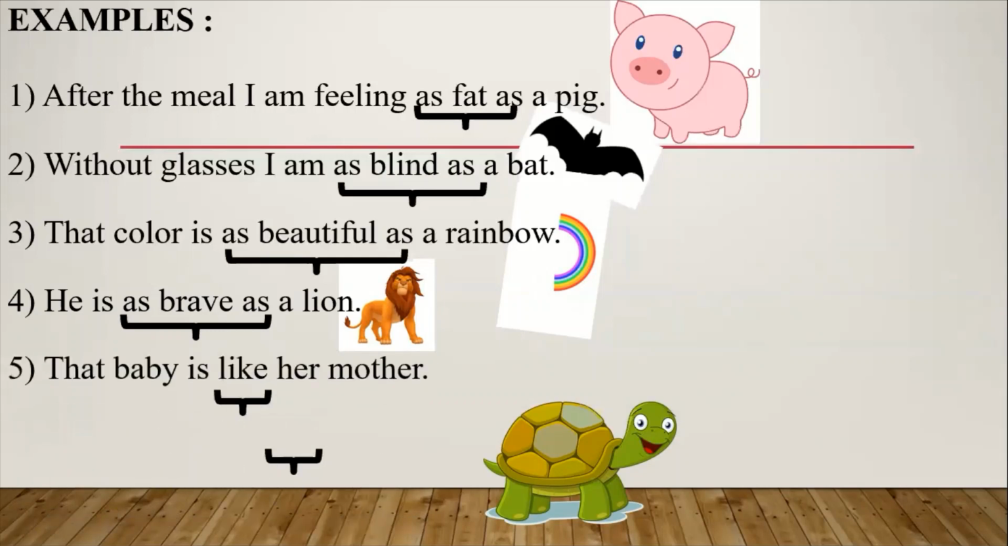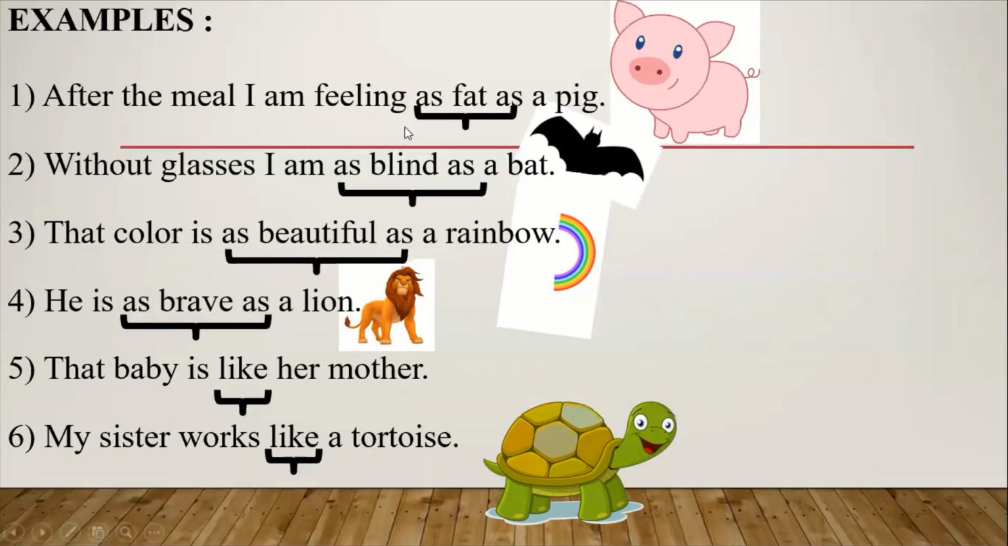Okay, next one. That baby is like her mother. So again, it's comparison. Baby, you're comparing to her mother. Okay, like her mother. My sister works like a tortoise. You know how tortoise walks very slow, right? So you can say my sister works like a tortoise. Okay, which means very slow. Instead of saying she's very slow in working, you can use the sentence my sister works like a tortoise.